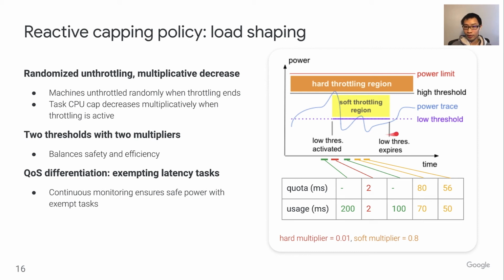Then after a certain period of time without throttling, the low threshold will expire, allowing power to go into the region between the two thresholds. So we make more efficient use of the power budget.